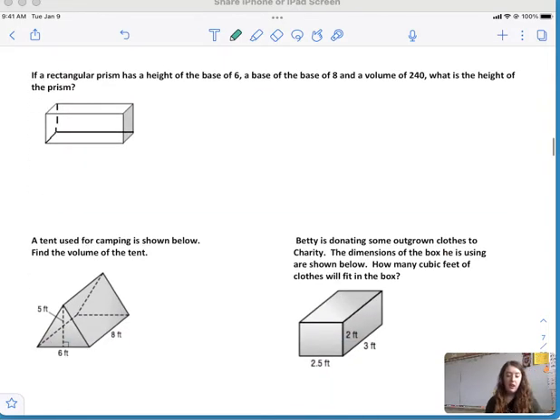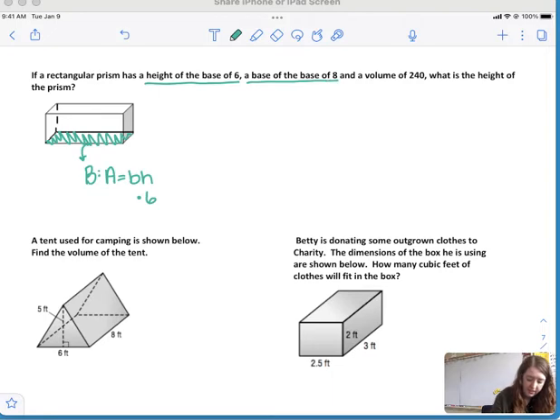All right. A rectangular prism has a height of a base of 6. The base of the base is 8, and the volume is 240. What's the height? Okay, so the base of the base, the height of the base, sounds weird, but here's our rectangle, right? So for that base, his area is going to be base times height. So it says the height of that base is 6. And that base of that base is 8. So that means the area of our base is going to be 48.